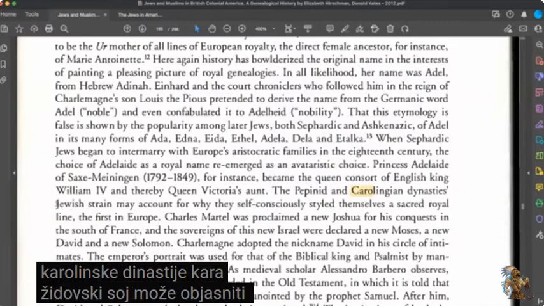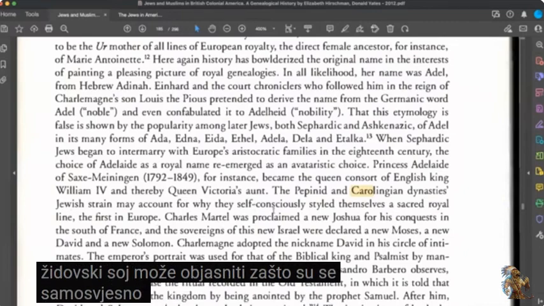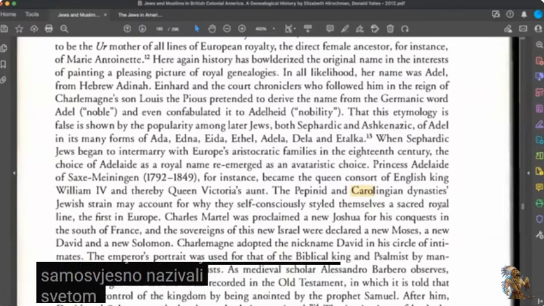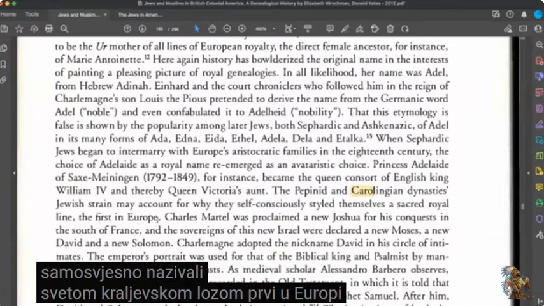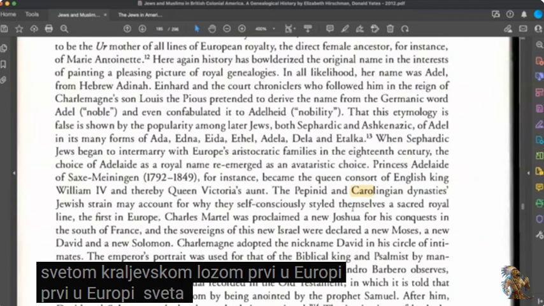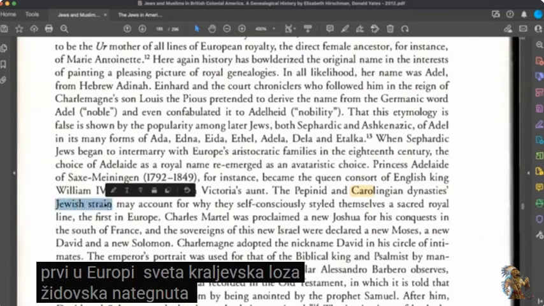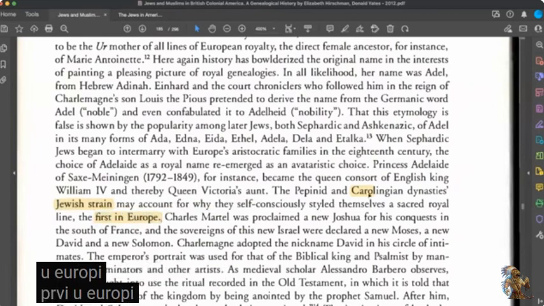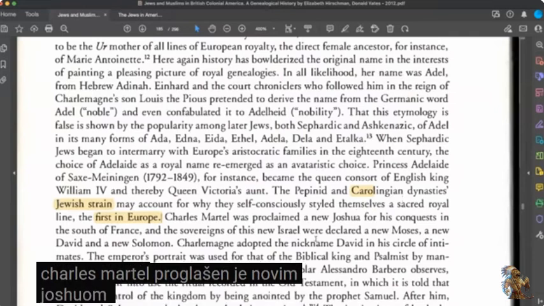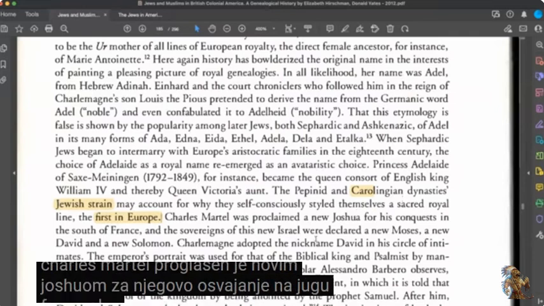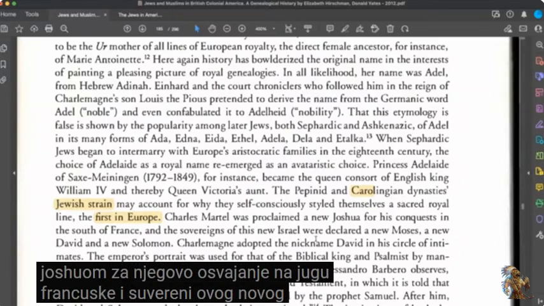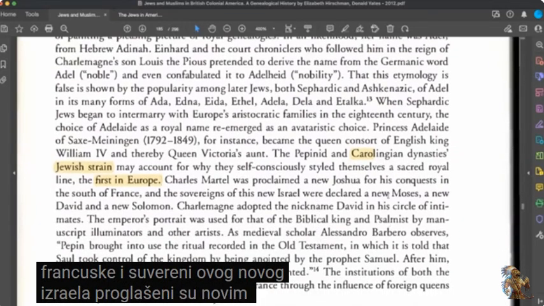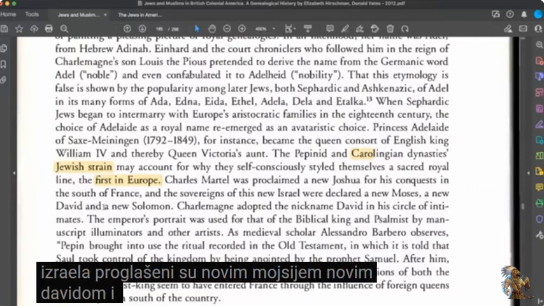Jewish strain may account for why they self-consciously styled themselves a sacred royal line, the first in Europe. Kara, black, so-called black. Charles Martel was proclaimed a new Joshua for his conquests in the south of France, and the sovereigns of this new Israel were declared a new Moses, a new David, and a new Solomon.